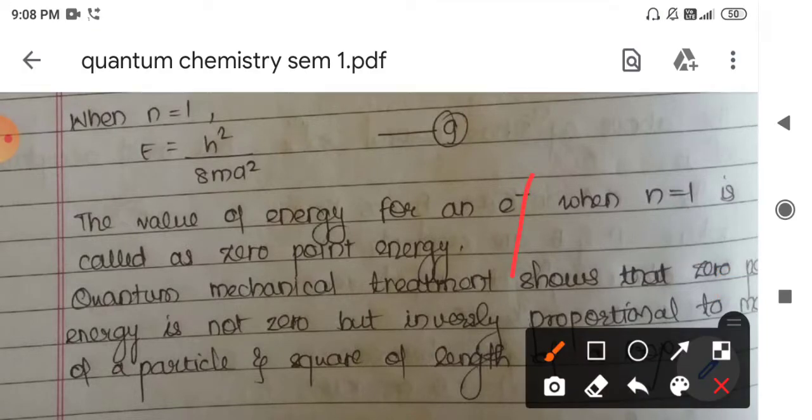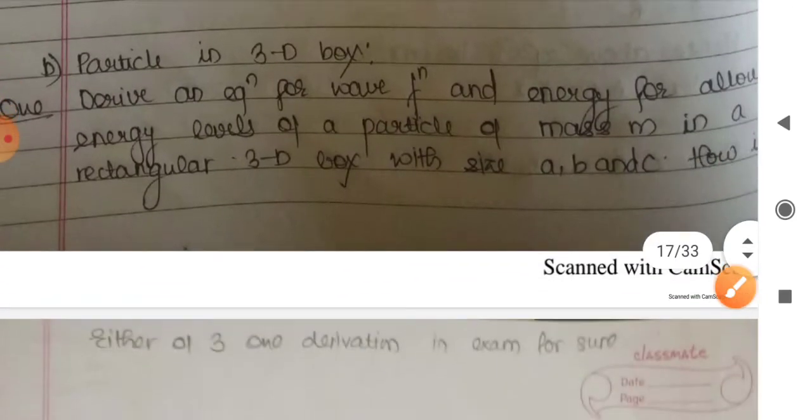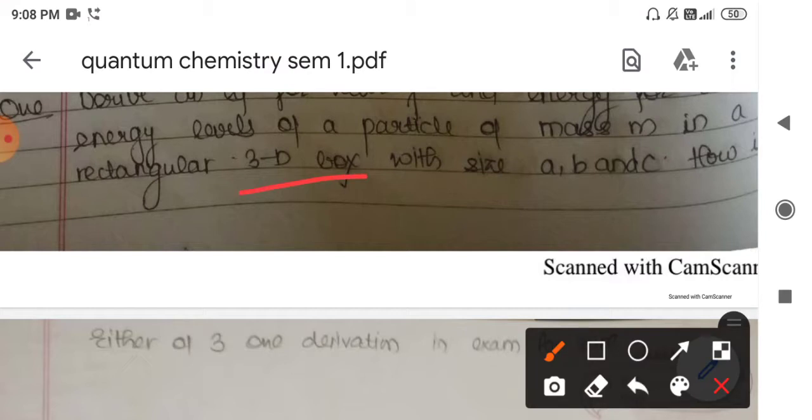Now we will extend the same type of model to the three-dimensional box. So what is the difference between 1D and 3D? In the 1D box we have the motion of the particle along the x direction, only in one direction. But in this 3D box we will consider the motion of a particle, here we can say an electron, in the 3 dimensions. So the 3D box has edge lengths a, b and c.